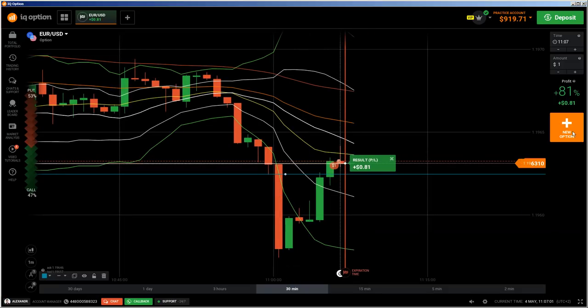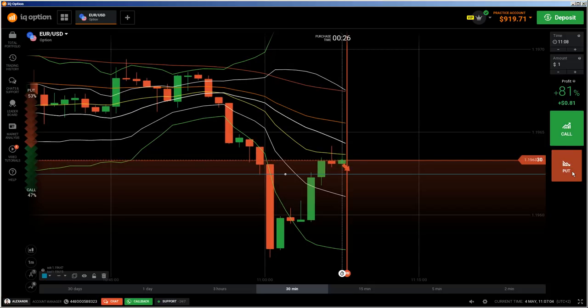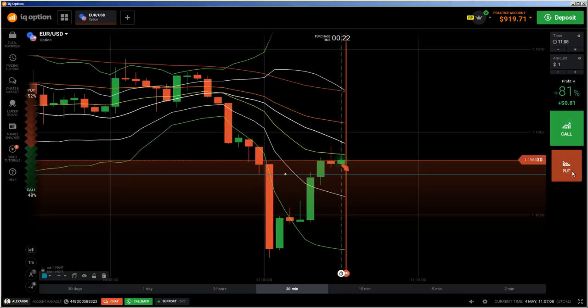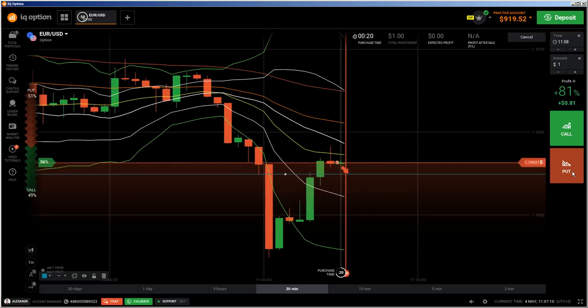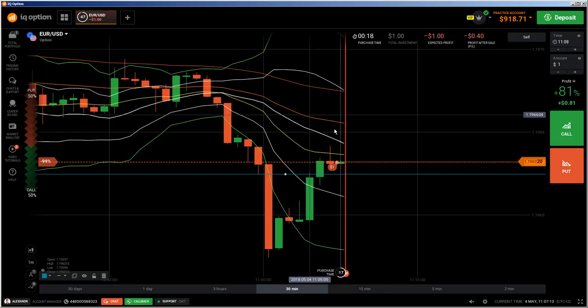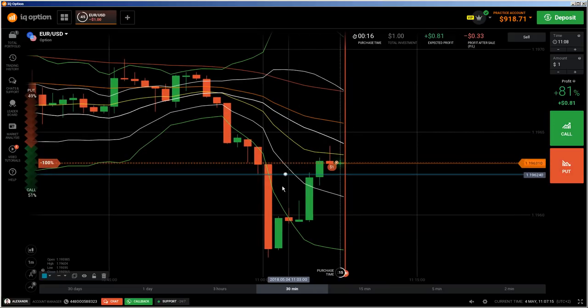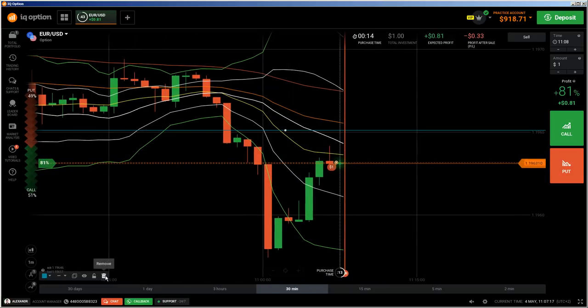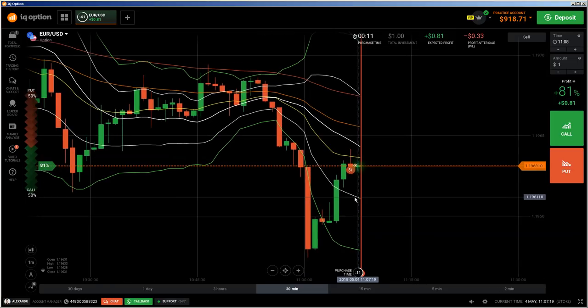So let me see, I will do another put now, because this candlestick is now telling me what I was expecting, yes, that we're heading down further. Okay, I'm going to do a put now because I'm expecting that price will go down further. So we will remove this kind of line, which is completely useless.